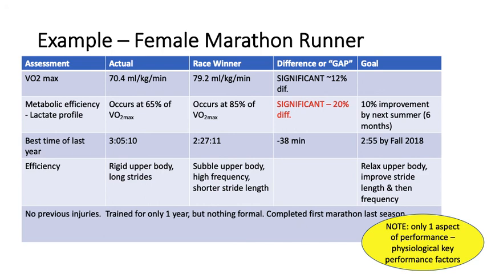This is only one component of performance. It's a physiology piece. There are other performance factors as well. But this is how you would do a gap analysis on a professional athlete or an elite athlete. You do the testing that's appropriate for them. You collect their actual data. You compare to either the race winner or the gold medal performers within that field. You determine what the gap is and what the most important gaps to close are. And then you create goals from that.